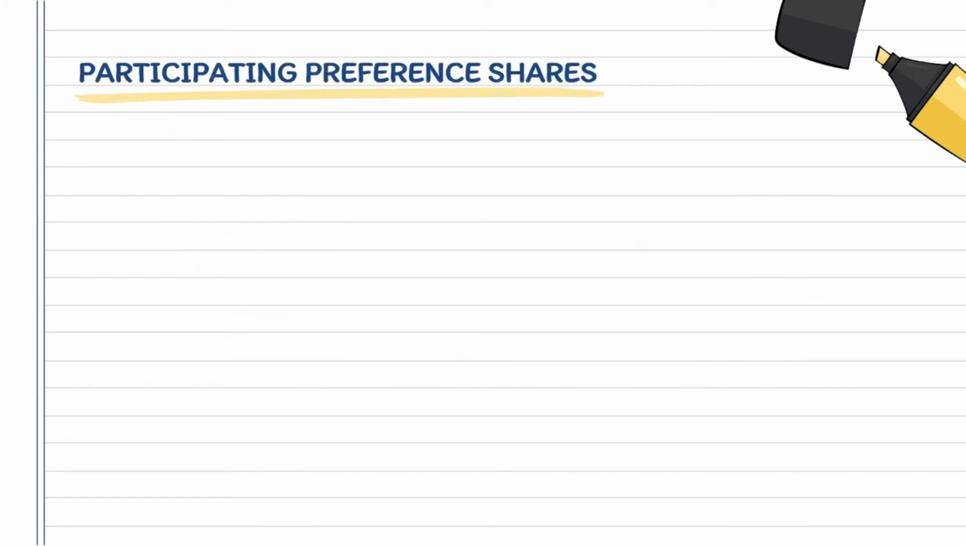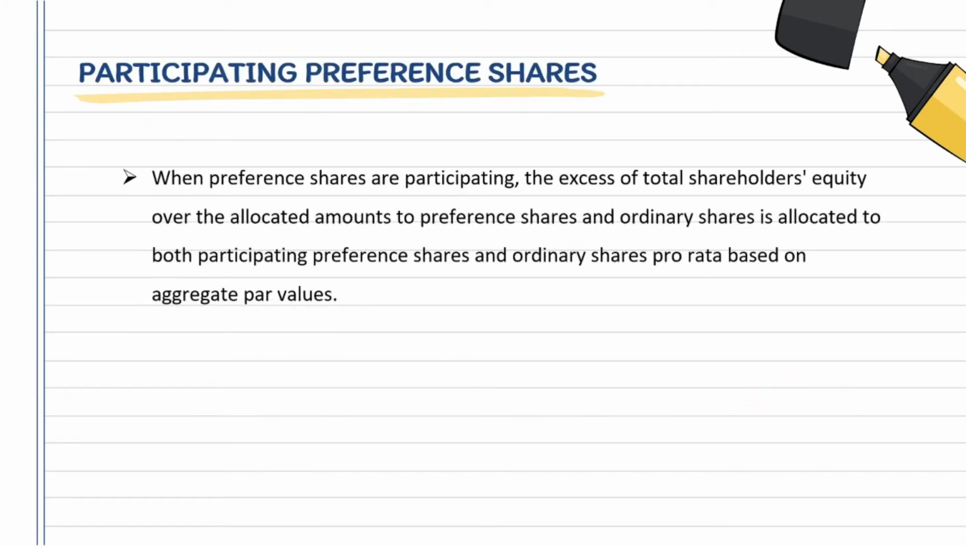Participating preference shares. So when the given preference shares are participating, the excess of the total shareholders' equity over the allocated amounts to preference shares and ordinary shares is allocated to the participating preference shares and to the ordinary shares proportionately, or pro rata, based on the aggregate par values.